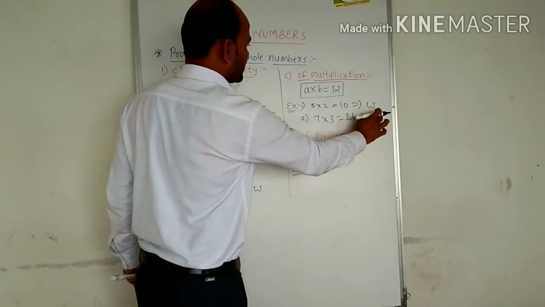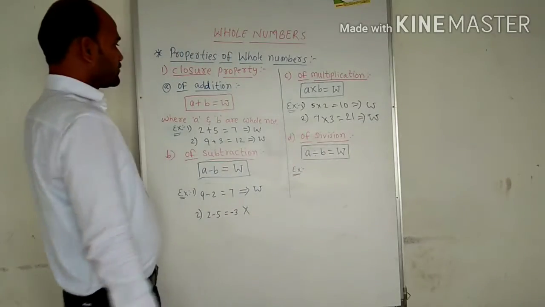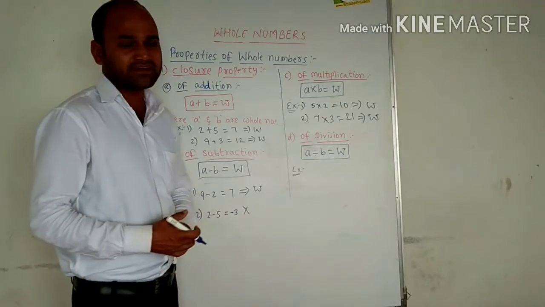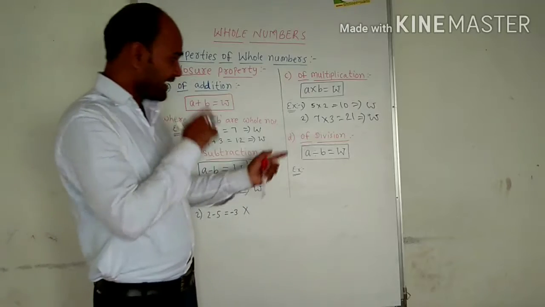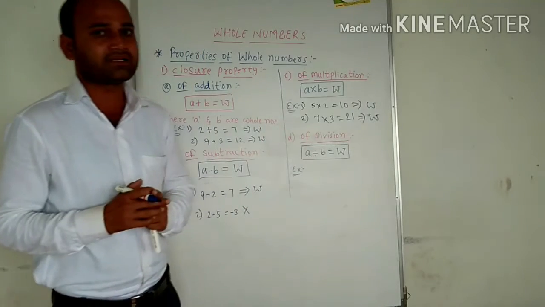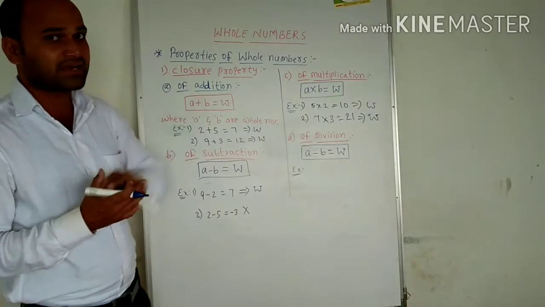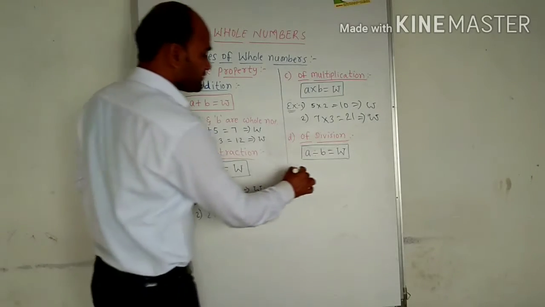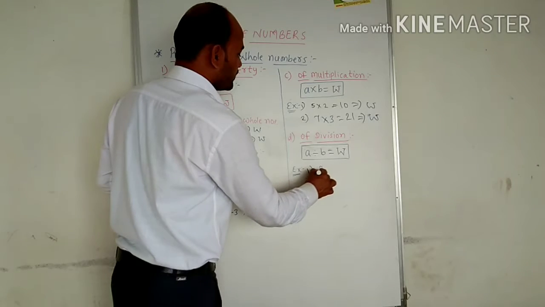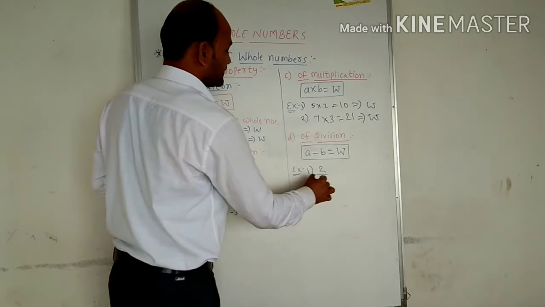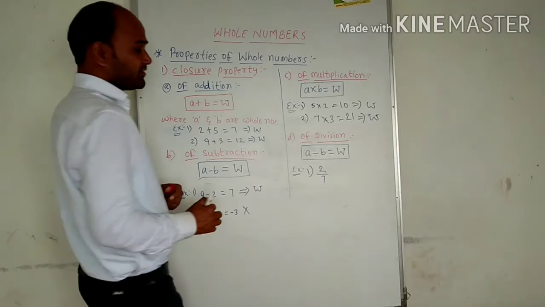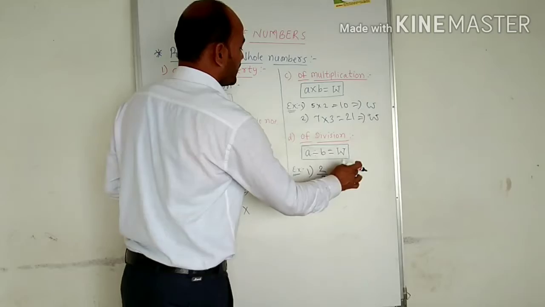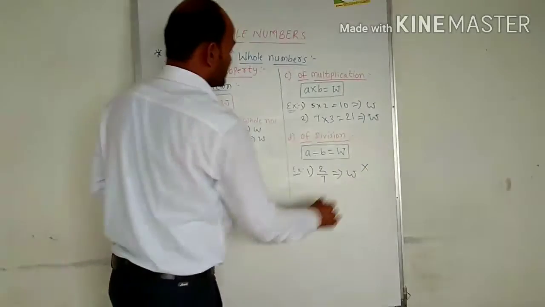Next, the closure property of division. It says that when two whole numbers are divided, you will get a whole number as the answer. The first one we can see is 2 divided by 7. This is not a whole number. So this property does not satisfy.